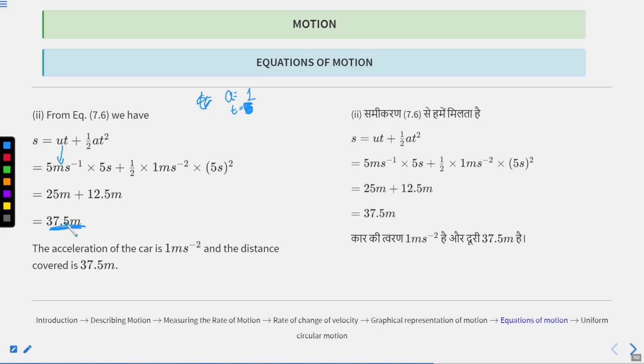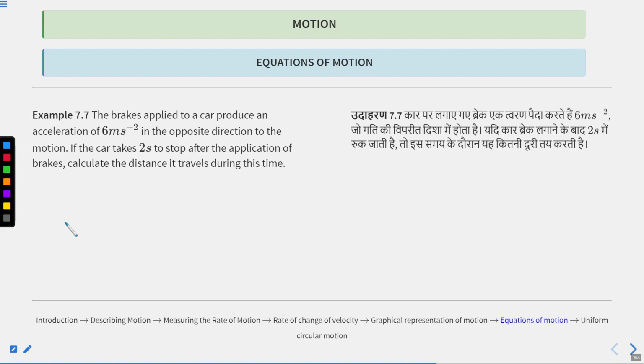Clear? Next question. Example 7.7. The brakes applied to a car produce an acceleration of 6 meter per second square in the opposite direction to the motion. The car takes a time period of 2 seconds to stop. Okay, 2 seconds to stop. So the car was moving and you applied the brake, and the car took 2 seconds to stop. It means final velocity is 0.